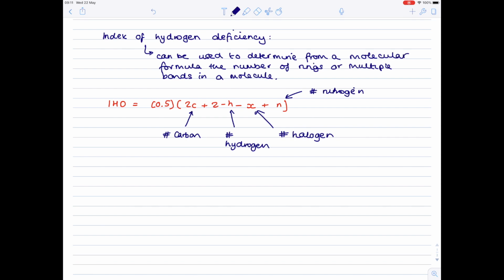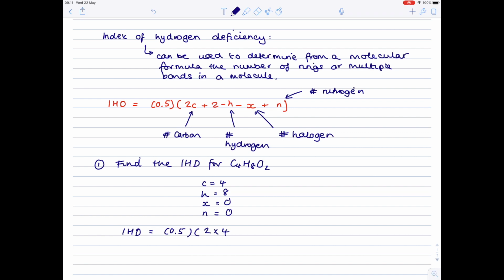So if we take an example, we'll see that this always works. Find the index of hydrogen deficiency for C4H8O2. So let's identify what we have. Well, we have 4 carbons, 8 hydrogens, no halogens, and no nitrogens. So subbing it into that formula, we do 0.5 multiplied by 2 lots of carbon, so 2 times 4, plus 2 minus 8 hydrogens, minus 0 halogens, plus 0 nitrogens.